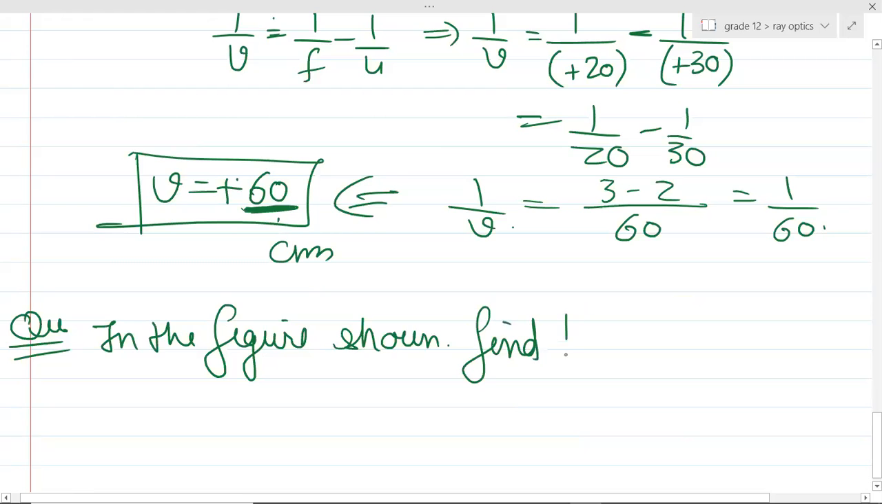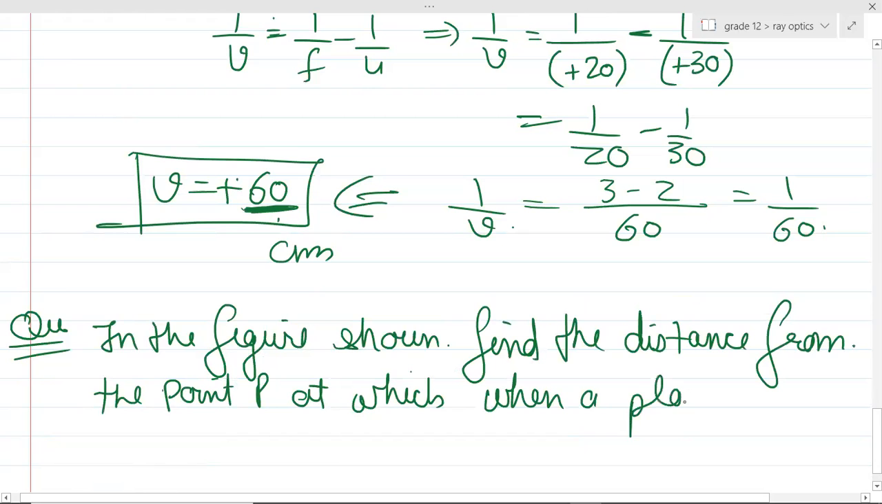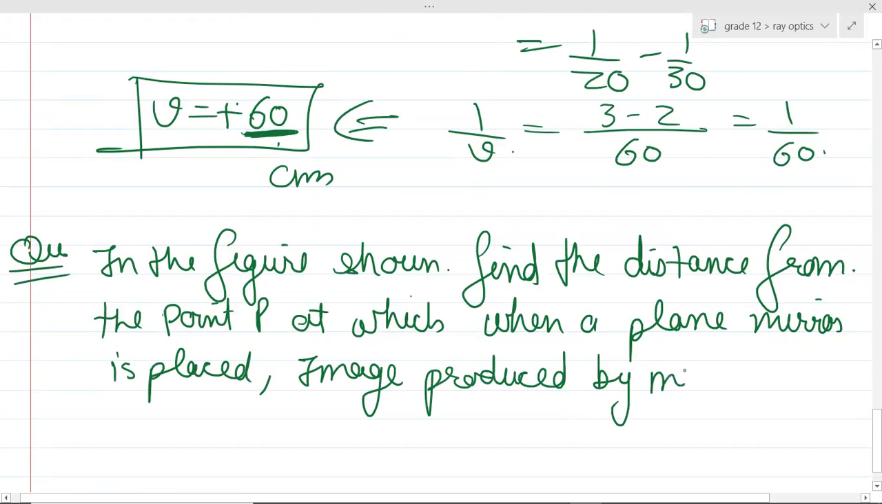In the figure shown, find the distance from the point P at which, when a plane mirror is placed, the image produced by both mirrors coincide with each other.